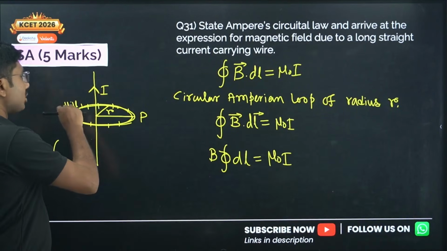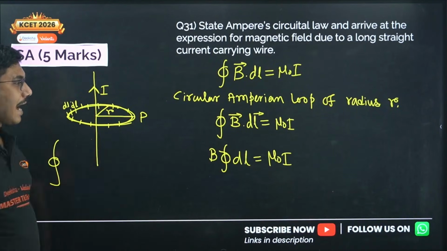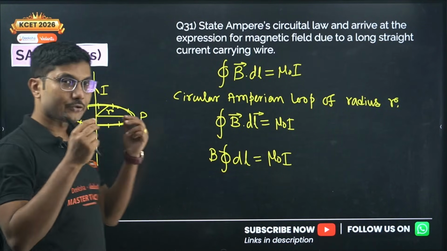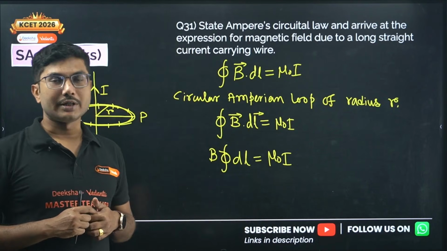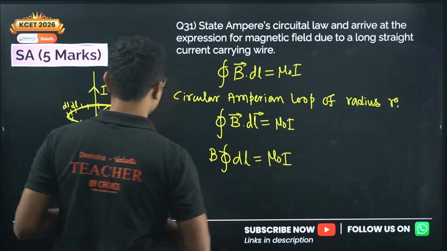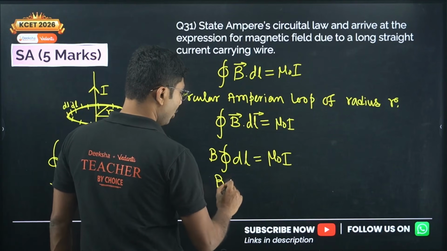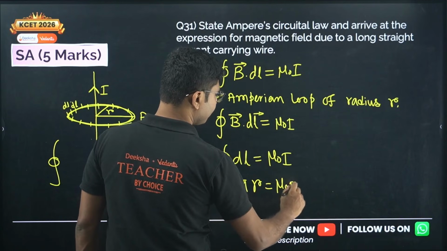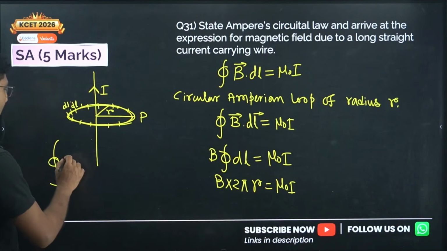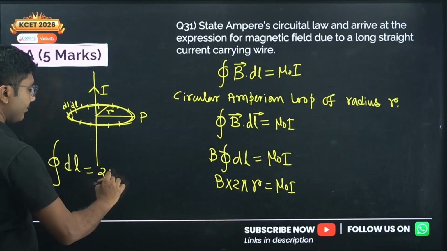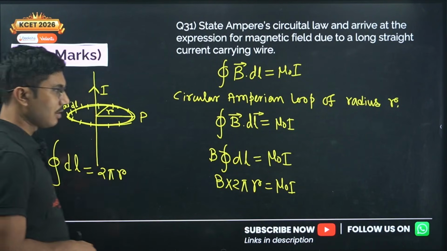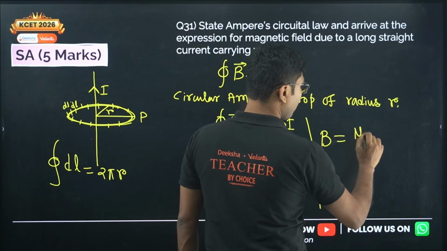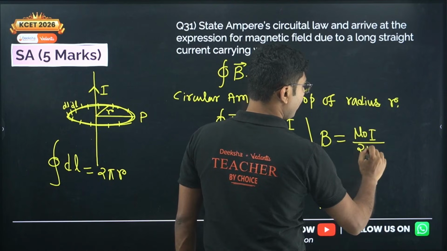So if you take small portions of this entire loop and add them, you get the closed integration dl. If you add all the portions of a circle, what do you get? You get the perimeter of the circle. The perimeter of a circle is given by 2 pi r, and that equals mu naught I. So closed integration dl is basically the perimeter, which equals 2 pi r for a circle. Now from here you can calculate B. So B will be equal to mu naught I by 2 pi r.